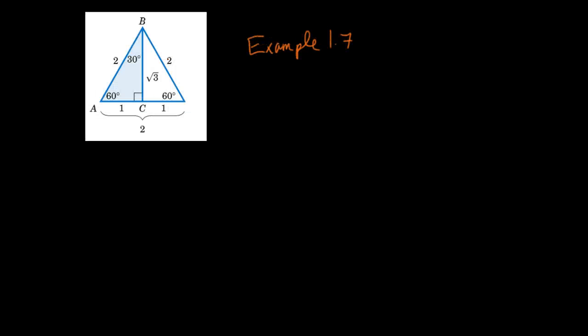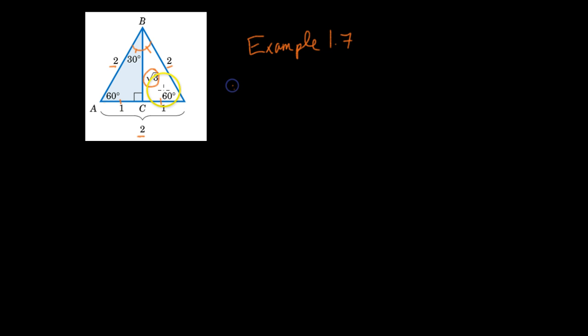This is a way to construct a 30-60-90 triangle. You start out with an equilateral triangle where all sides have length 2. Then you construct an angle bisector right here, so these two angles are equal. Since it's an equilateral triangle, all angles are equal. If this is 60 degrees, and this is 60 degrees, then each of these is 30 degrees. The bisector splits the opposite side equally, so this length is 1 and this length is 1.